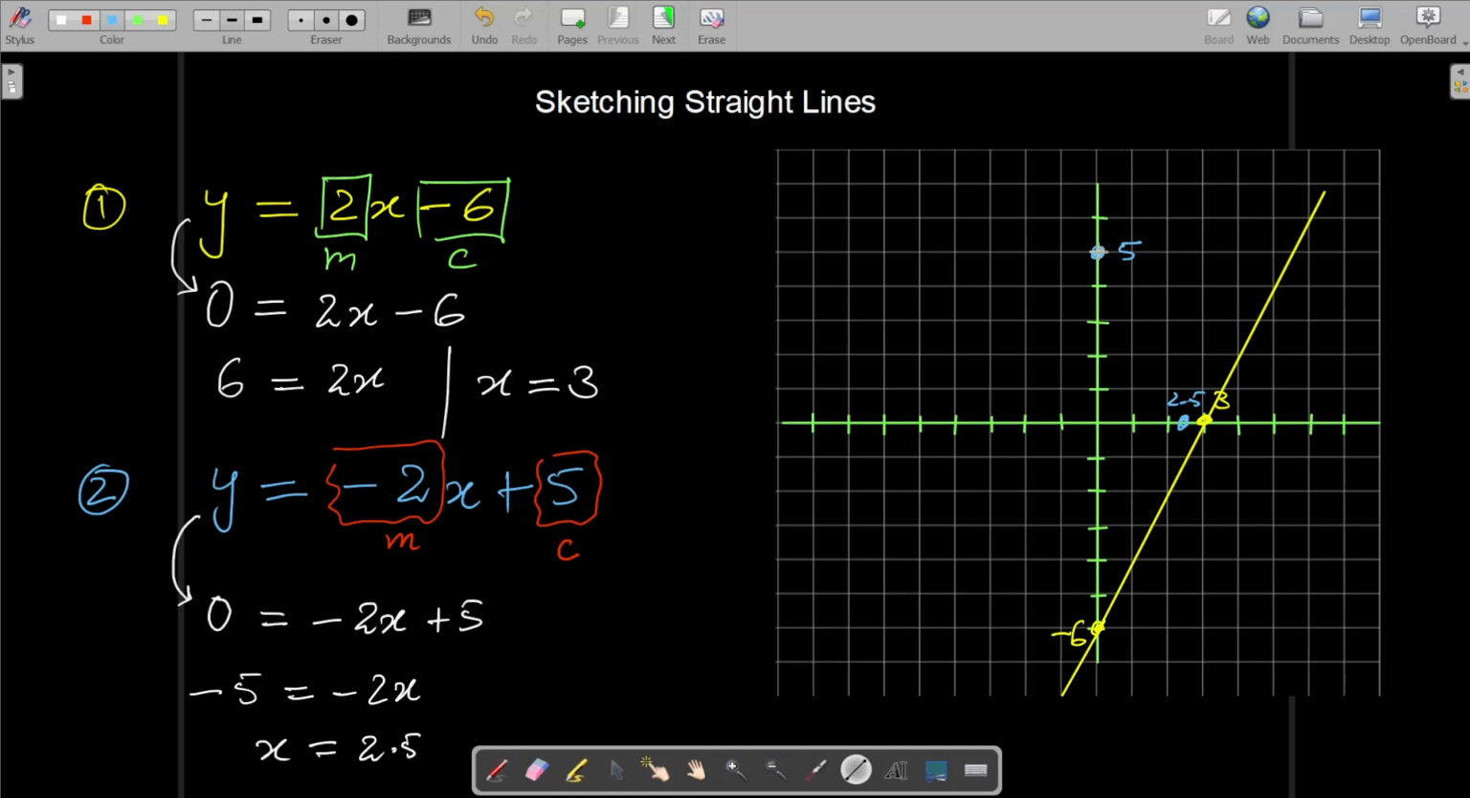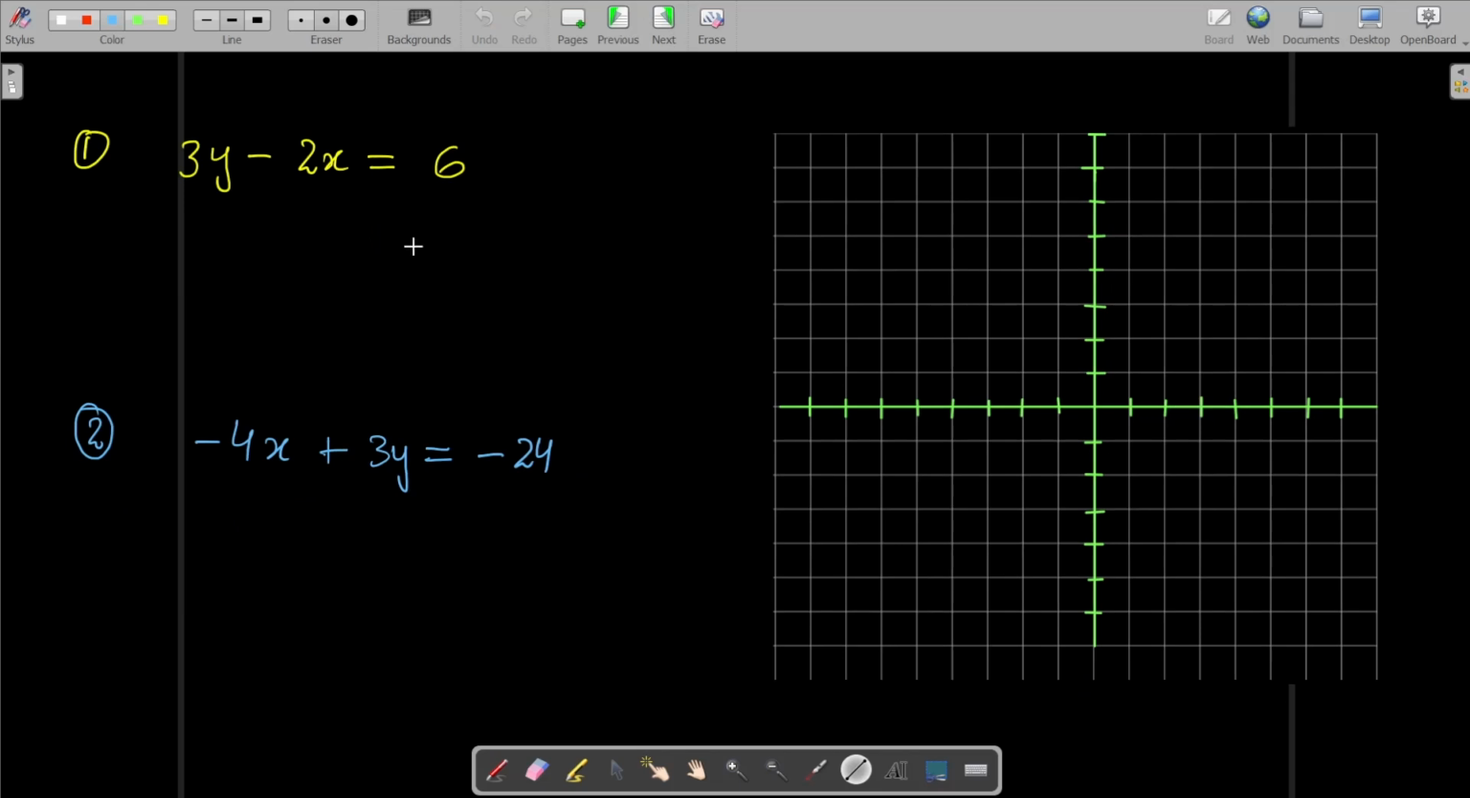Now the final step is to just join these 2 points in order to make the line, which is represented by this equation right here. Now let's move on towards the second scenario. Here we have the second scenario, in which I have an equation that is not in the slope-intercept form. You can convert this equation into slope-intercept form of a line. You can do it like this: 3y = 2x + 6, and then divide the whole equation by 3. So y = (2/3)x + 2.